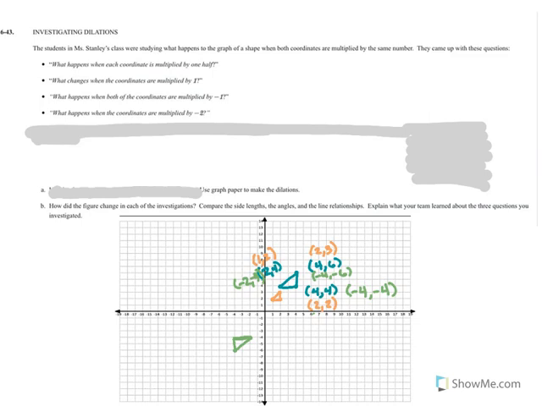So you can see that this is the same as the original one, it's just rotated. So multiplying each of the coordinates by -1 is the same thing as rotating 180 degrees. Okay, let's do the next one now.